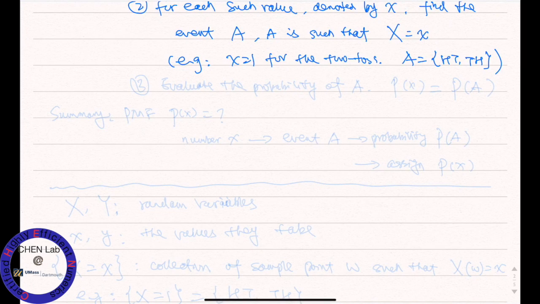You go from a number to an event, and then to a probability. Finally, evaluate the probability of A, which allows you to define the PMF. The PMF at that point is the probability of that event. Okay?